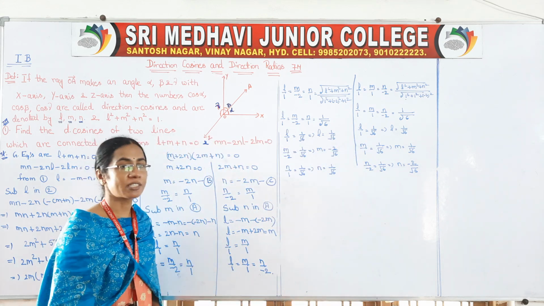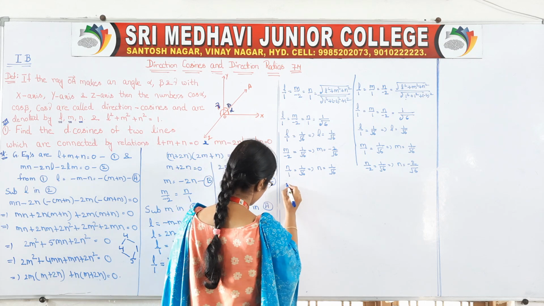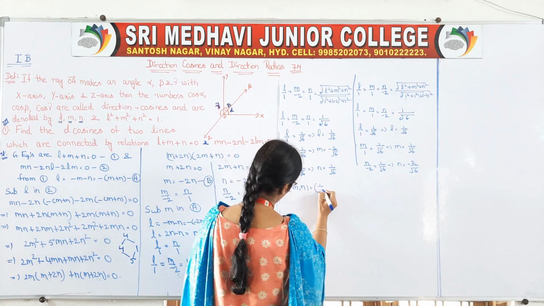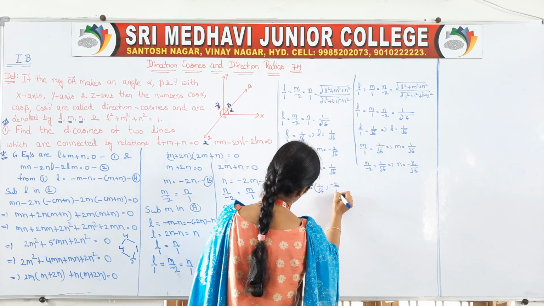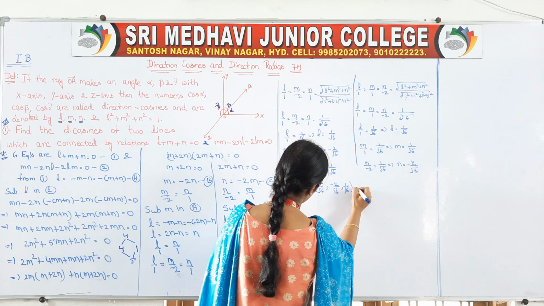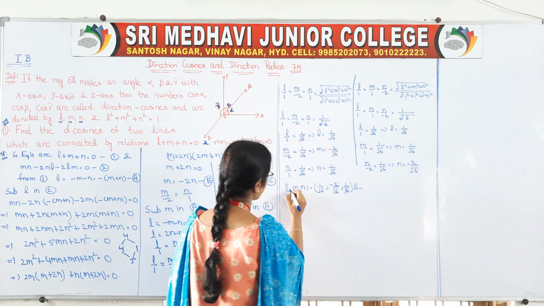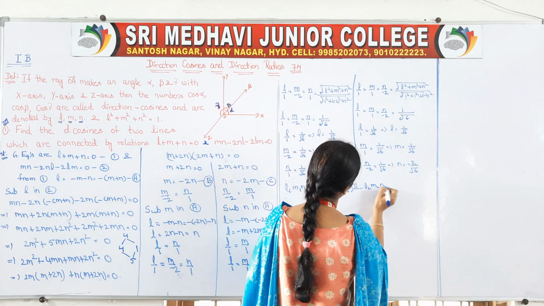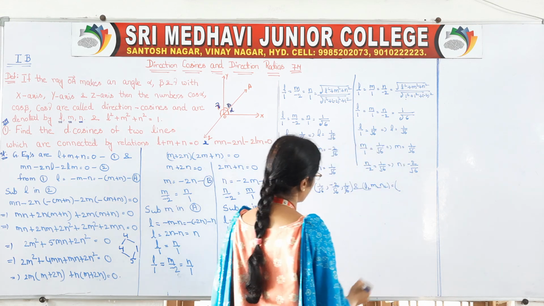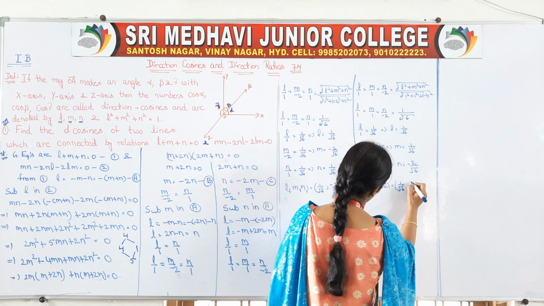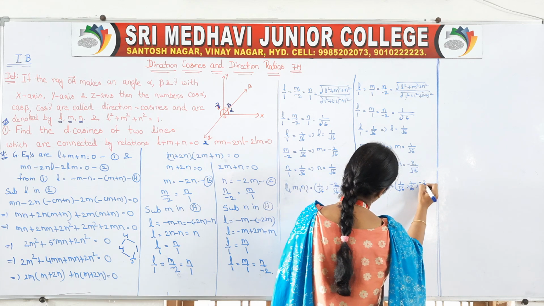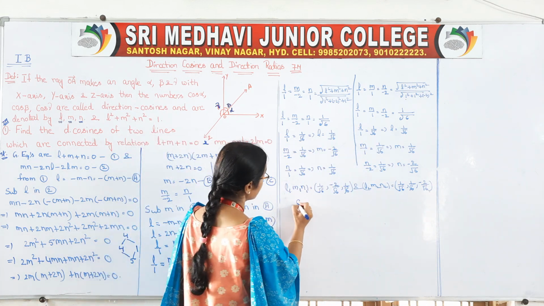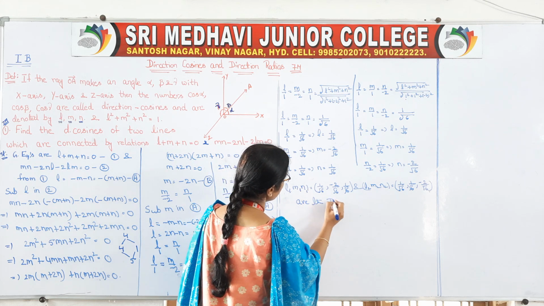Therefore, we got two sets of direction cosines. The first set, l, m, n, is equal to 1 by root 6, minus 2 by root 6 and 1 by root 6. And the other set, you can consider l1, m1, n1 and l2, m2, n2, is equal to 1 by root 6, 1 by root 6 and minus 2 by root 6. This is another set of direction cosines.